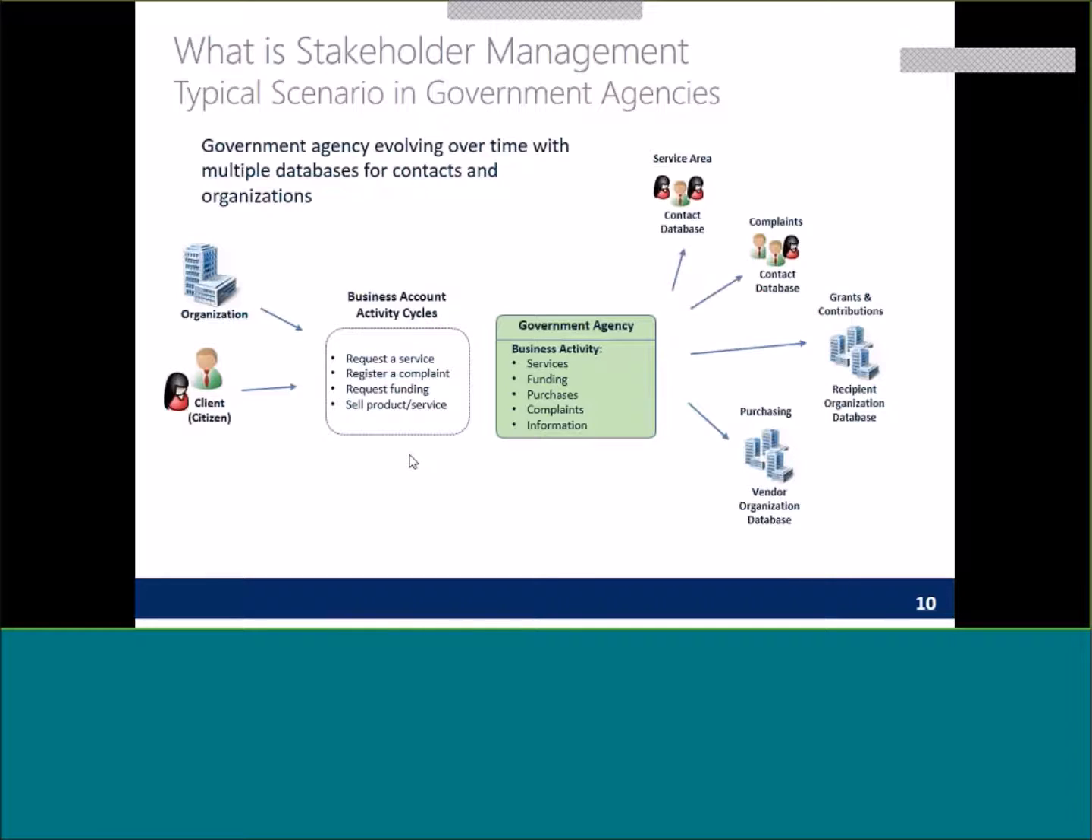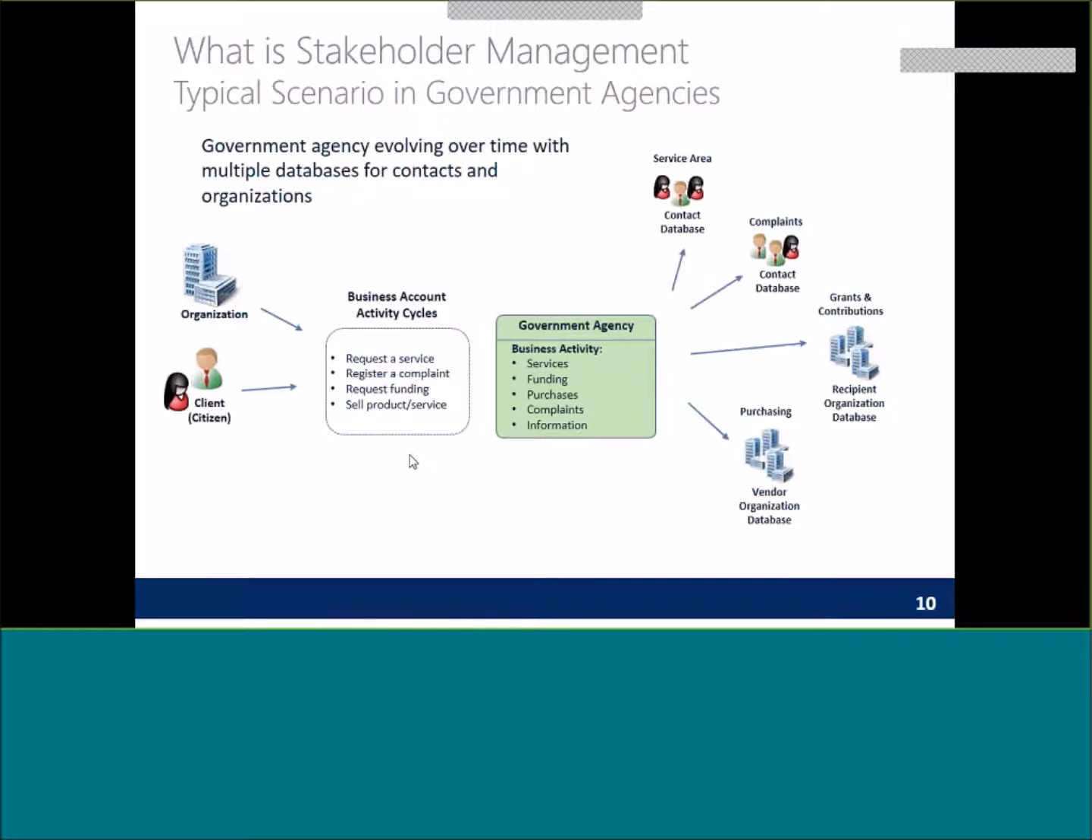Okay, so what is stakeholder management? We talked about that a slide or two ago. So in this slide, we see on the left individuals or organizations coming to a government agency to perhaps request a service, register a complaint, request funding, or sell a product or service. On the government agency side, we see a number of services and business activity associated with these requests, like customer service, funding, purchasing, complaints, information, and these tend to be delivered by different areas within the government agency.